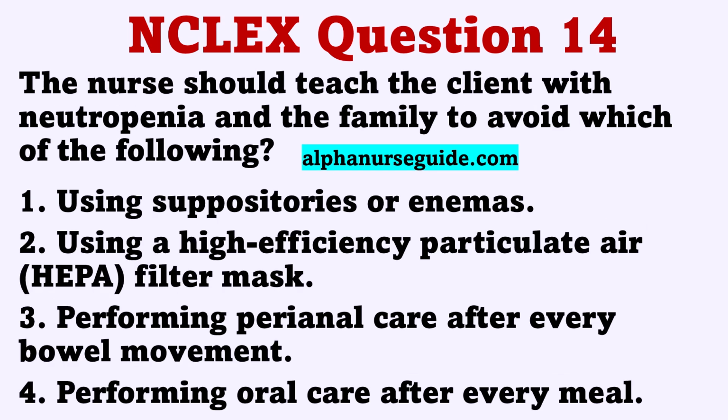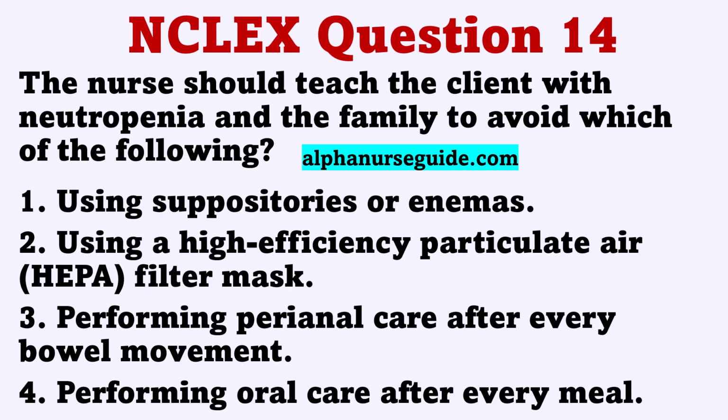The nurse should teach the client with neutropenia and the family to avoid which of the following? 1. Using suppositories or enemas. 2. Using a high-efficiency particulate air filter mask. 3. Performing perineal care after every bowel movement. 4. Performing oral care after every meal.